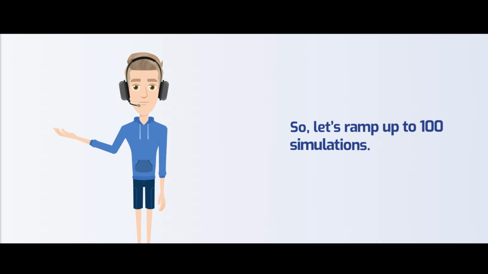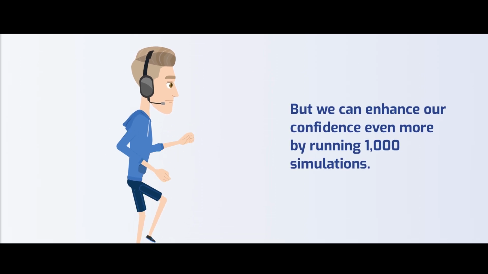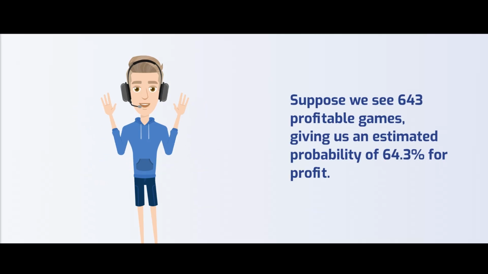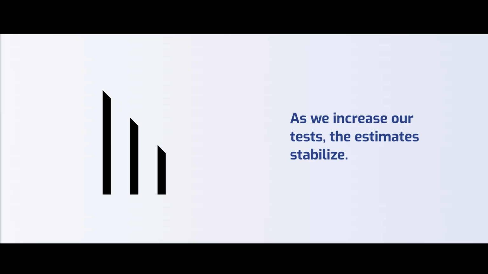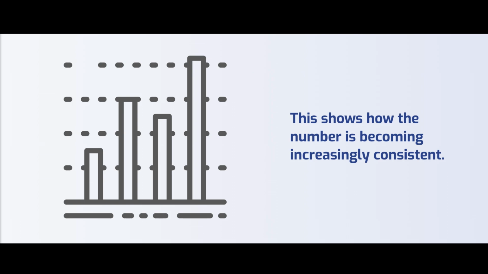So, let's ramp up to 100 simulations. If 62 ended in profit and 38 in loss, our odds of making a profit rise to 62%. Now that feels more dependable. But we can enhance our confidence even more by running 1,000 simulations. Suppose we see 643 profitable games, giving us an estimated probability of 64.3% for profit. As we increase our tests, the estimates stabilize. When we hit 10,000 simulations, perhaps we record 6,427 profitable rounds, maintaining our chance of profit around 64.27%. This shows how the number is becoming increasingly consistent.